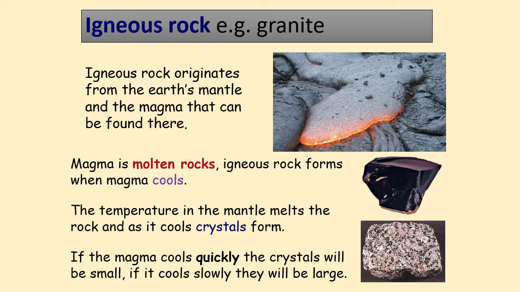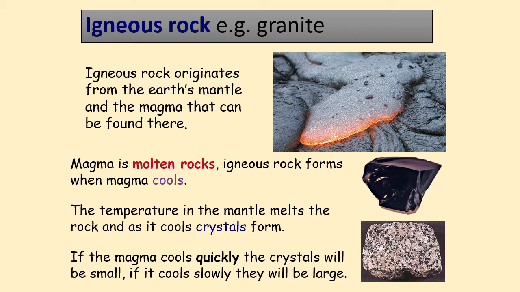Remember, igneous rocks, the way we identify them is that they have crystals inside them. And that is because they had this magma that was cooling down and it formed crystals. Now, depending on how quickly the magma cools down, the crystals can be small or large. If the magma cools very, very quickly, the crystals will be small. For example, the small crystals we get in granite.